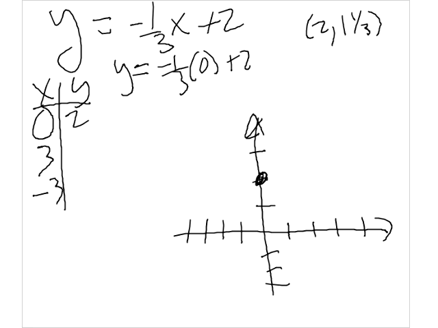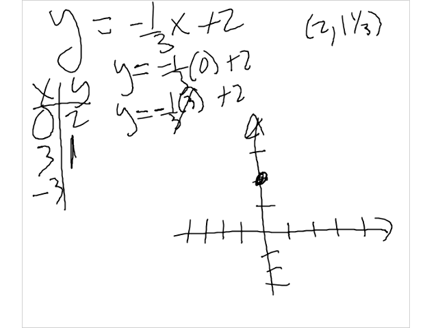Now, watch what happens when x equals 3. We get y equals minus a third of 3 plus 2. Well, the 3 on top and the 3 on the bottom cancel out, and we get y equals minus 1 plus 2, or just y equals 1. So for x equals 3, y equals 1.